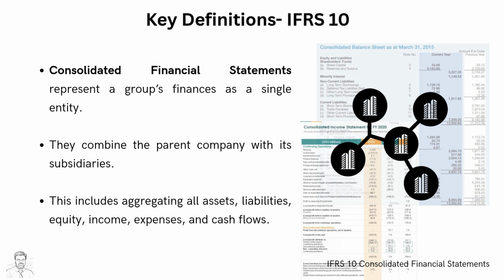All right, now we discuss some key definitions in IFRS 10. First up, consolidated financial statements. So what are they? Well, these are the financial statements of a group where the parent and all its subsidiaries are presented as one big single economic entity. You take all the assets, liabilities, equity, income, expenses, and cash flows and put them together like the group is just one company.